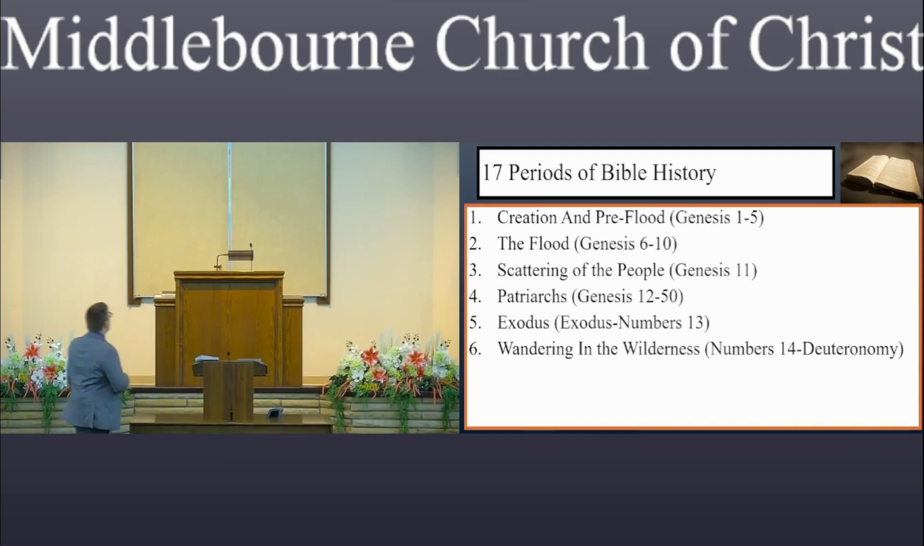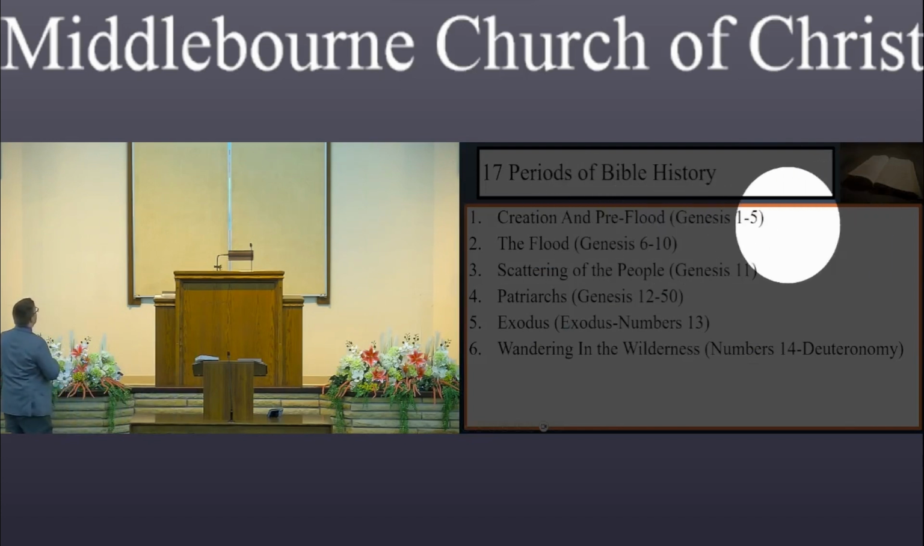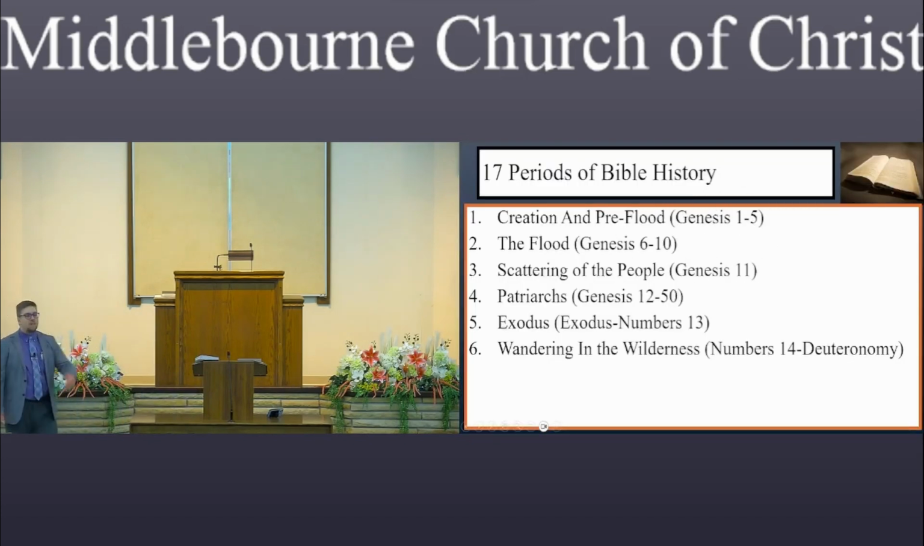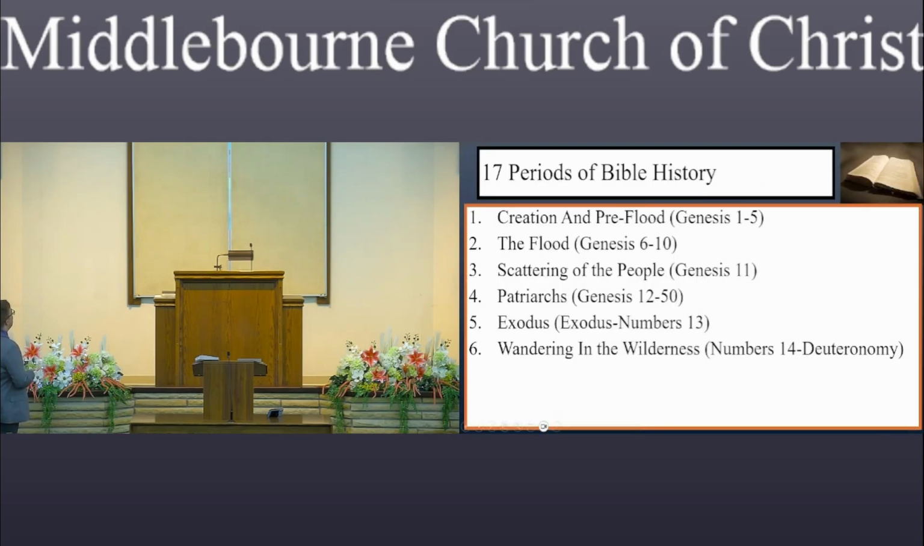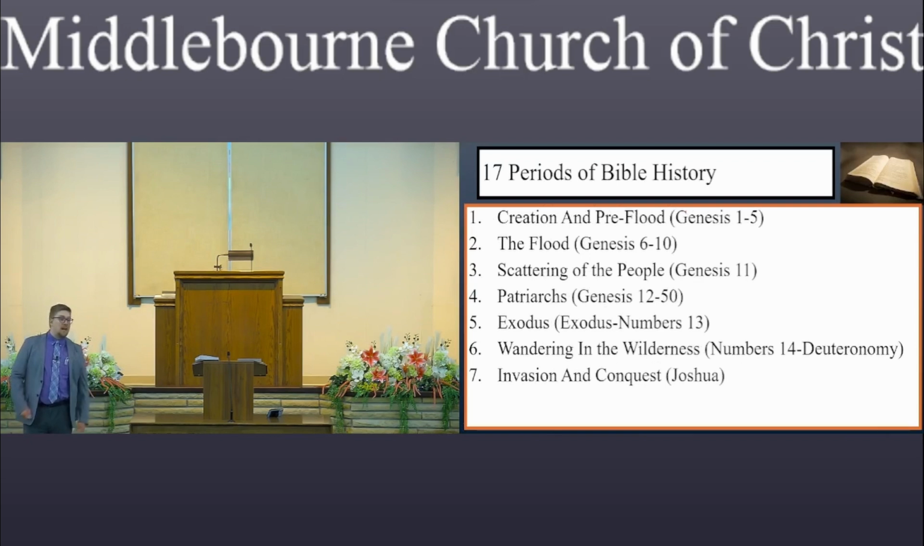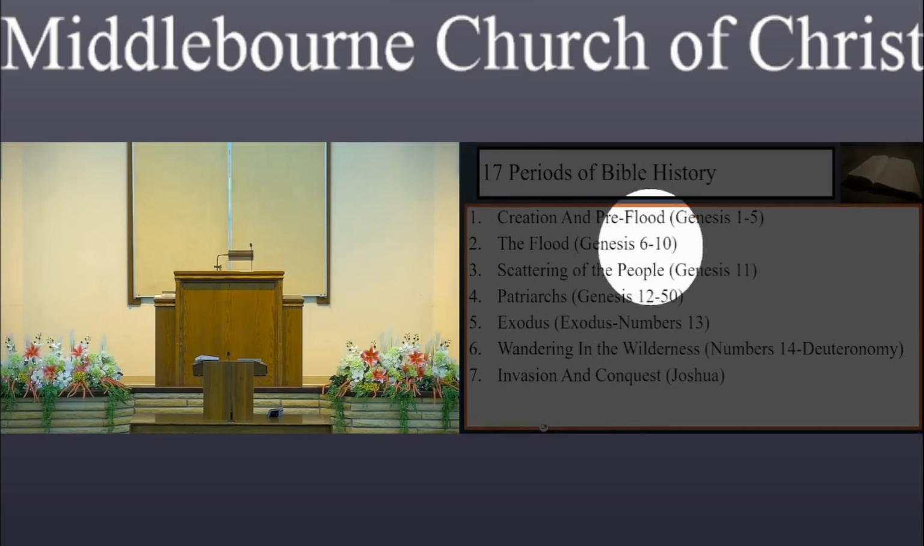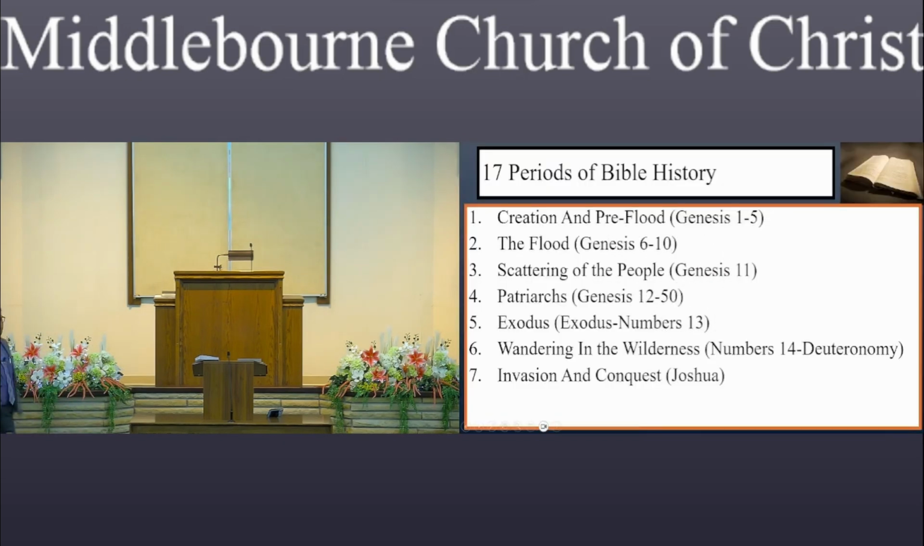So let's just back up here. Creation and pre-flood. This ends with a genealogy linking us to Noah. Chapter 6 then is the promise of the flood. So that's the start of the flood. It goes through chapter 10 because chapter 11 is the significant event, which is what? Scattering of the people. The patriarchs, Genesis 12 to 50.